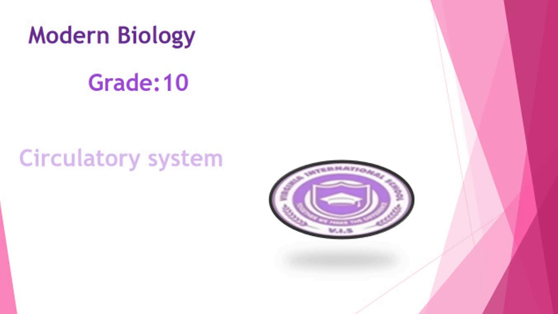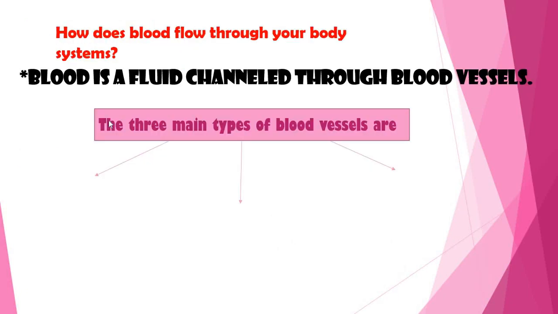Before we talked about the blood components. Today we are going to talk about blood vessels. What makes the blood easily flow through all the body systems? We agreed that blood is a fluid tissue and blood is channeled through the blood vessels. Blood vessels are not all the same.